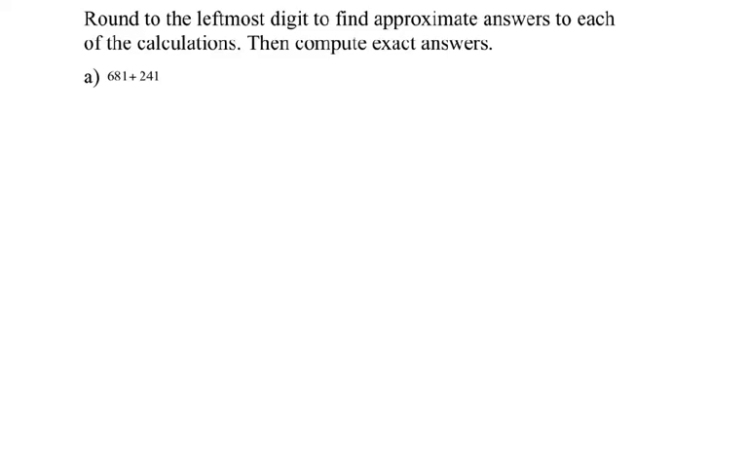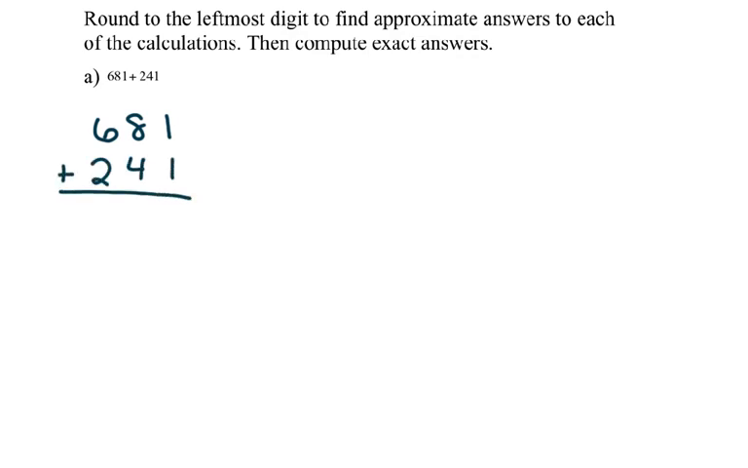In this example, we want to round to the leftmost digit to find the approximate answers to each of the calculations, and then we're going to compute the exact answers. Now we're going to first take 681 and stack it over 241.